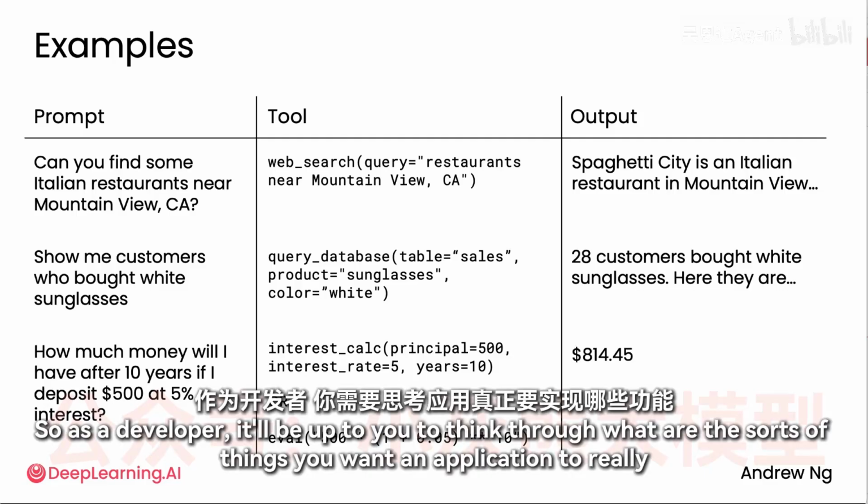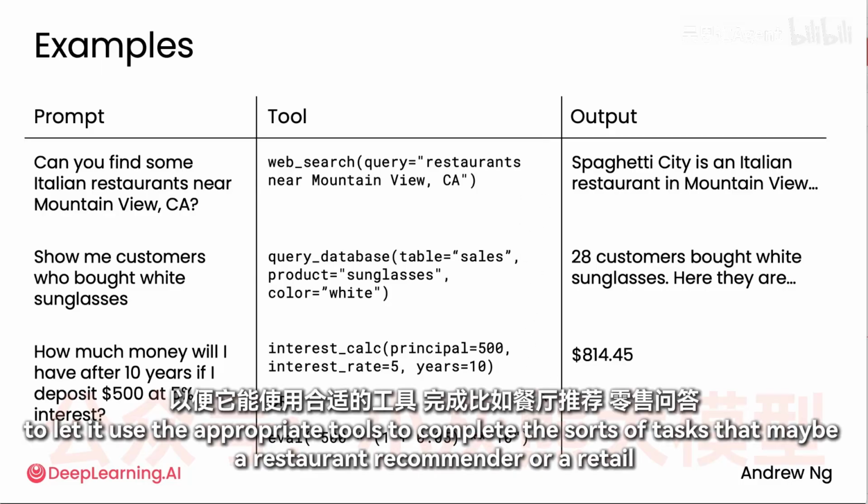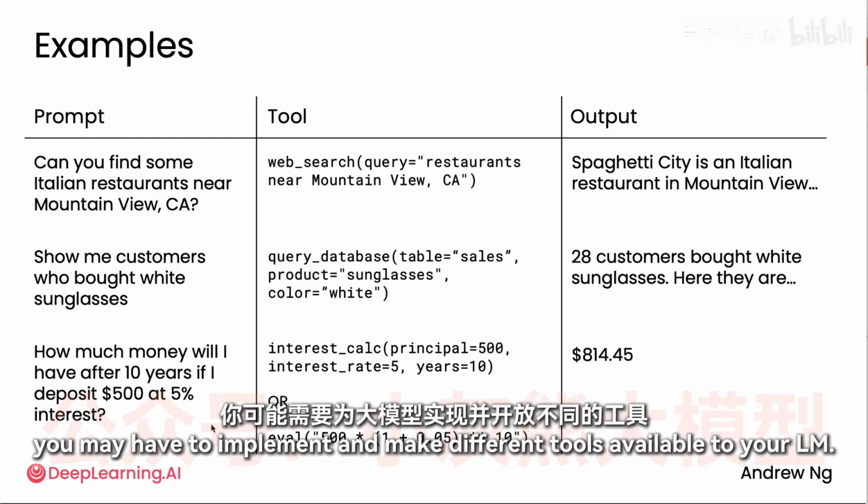So as a developer, it'll be up to you to think through what are the sorts of things you want an application to really do, and then to create the functions or the tools that are needed to make them available to the LLM to let it use the appropriate tools to complete the sorts of tasks that a restaurant recommender or a retail question answerer or a finance assistant may want to do. So depending on your application, you may have to implement and make different tools available to your LLM.